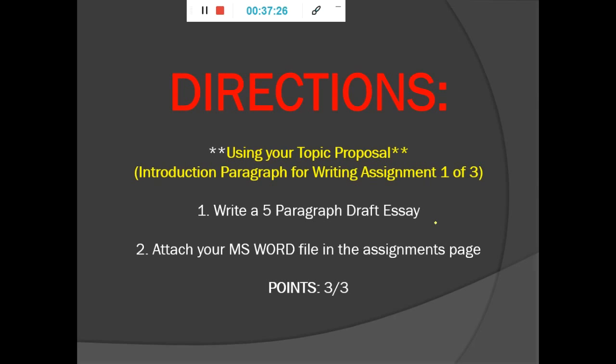And you will write an introduction paragraph. Okay, we're going to write an introduction paragraph. So we did that a bit for the topic proposal. And write a 5-paragraph draft essay. So using this format, you're going to have 26 sentences. 26 sentences, and please write it in Microsoft Office Word.